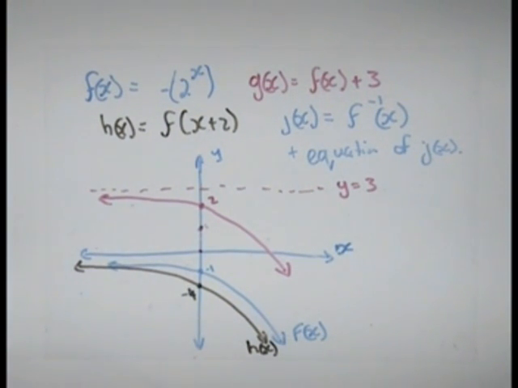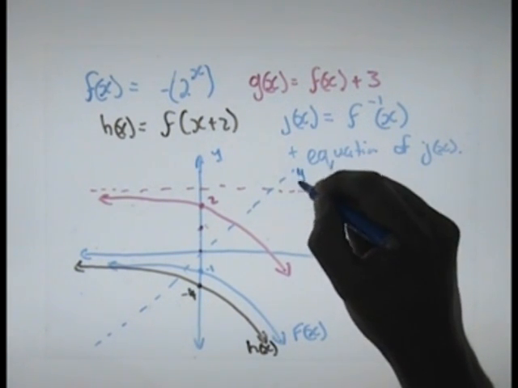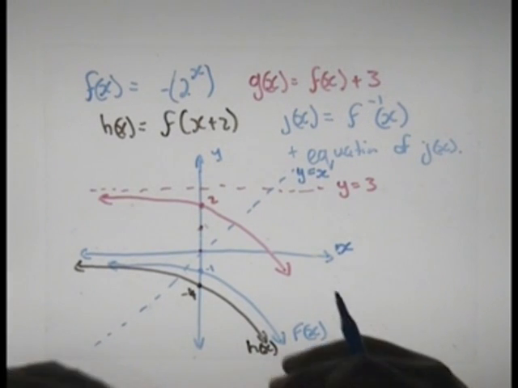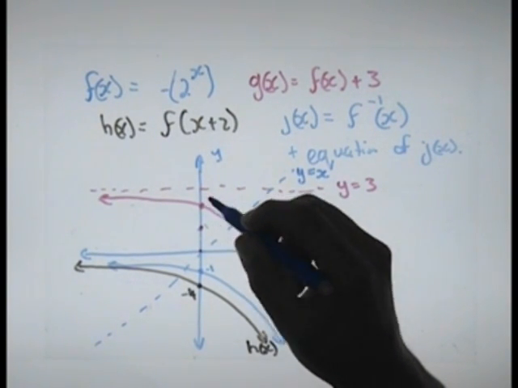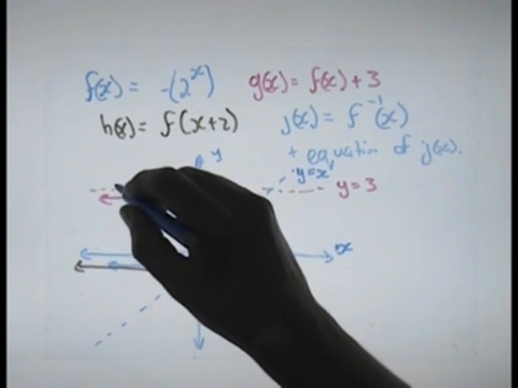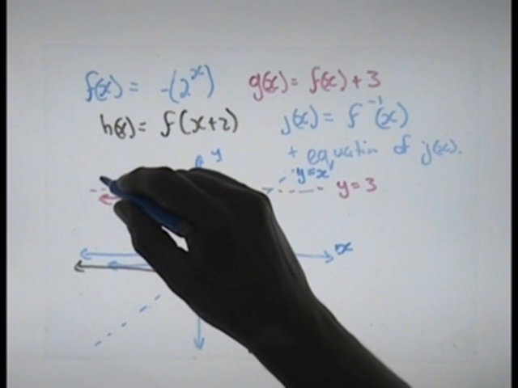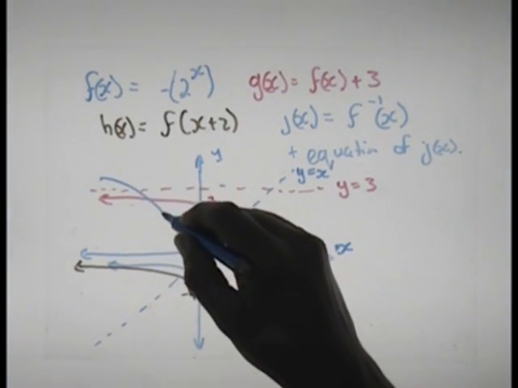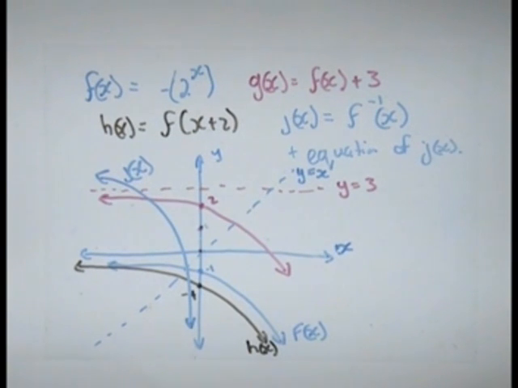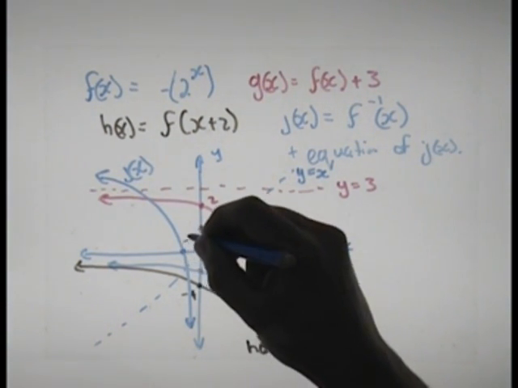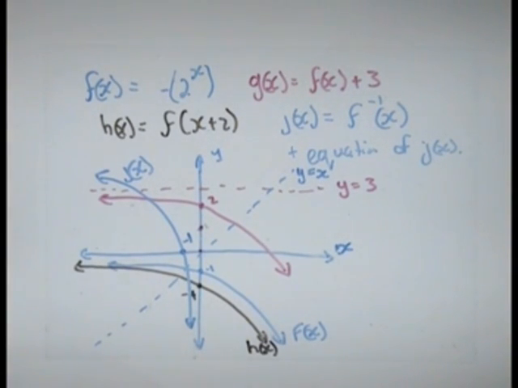The next graph we're going to be looking at is j of x. Now j of x is the inverse of f of x. The inverse of f of x means that we are flipping it around the line y is equal to x. So we are taking this graph and flipping it around that line, which means that our graph j of x, given as the new blue graph, is going to be given by that graph over there, and that's j of x. It's going to pass through the point -1.